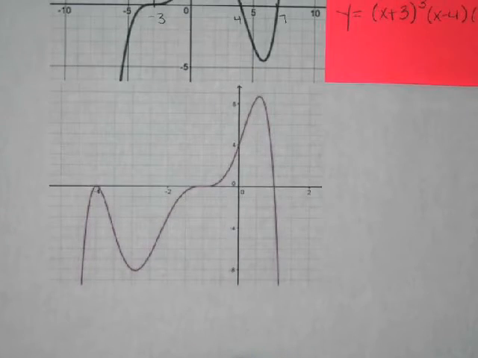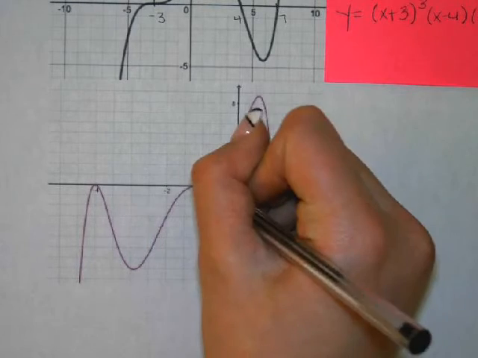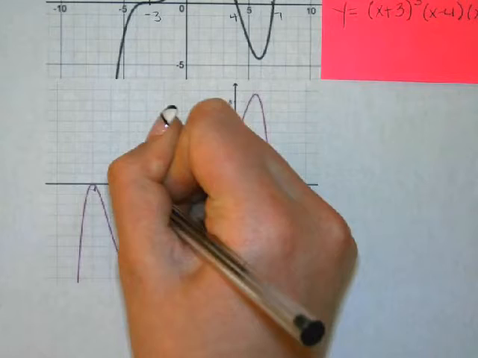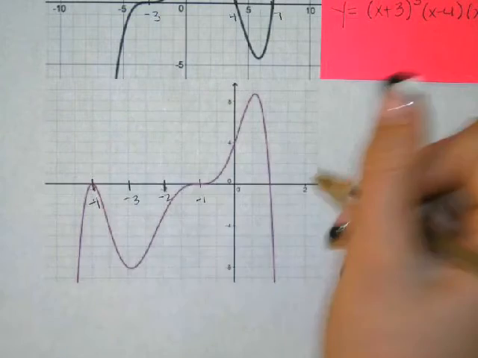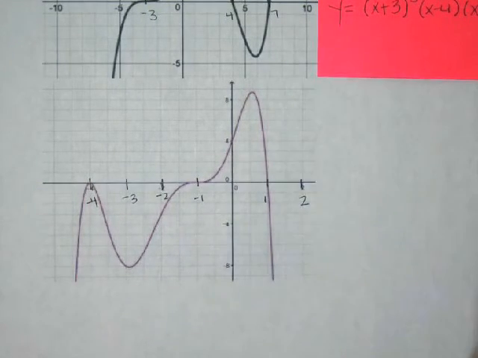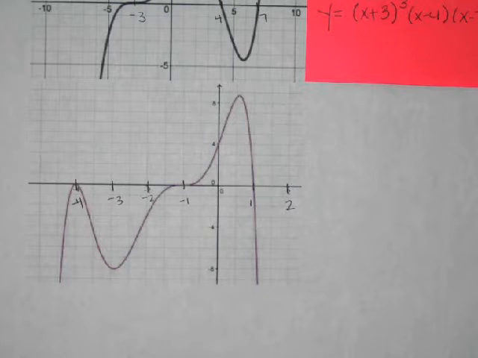Okay, and then go ahead and write down the equation for this graph. So here's negative 1, there's negative 2, negative 3. So write the equation out.